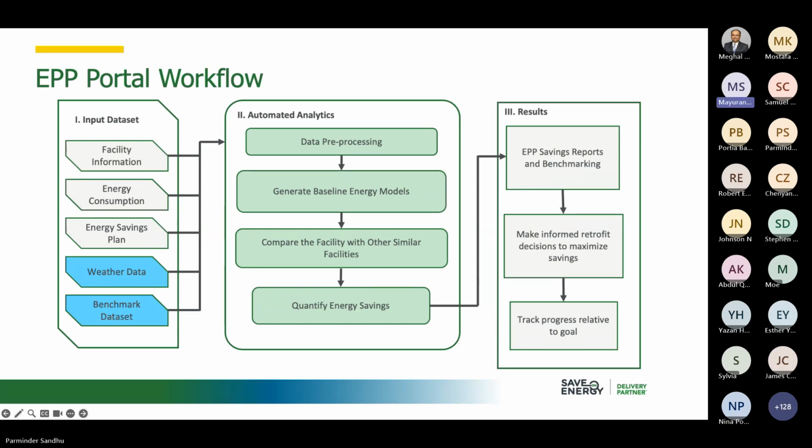We need some basic information regarding the facility, such as the address and square footage. We will also need the electricity consumption information for the facility. Finally, while we are doing the review and verification of the energy savings, we will need an energy savings plan and a report to review. The portal will automatically pull the weather data based on the facility address provided. The portal will also have the benchmarking data set for the facility comparison integrated within it. These are the light blue items on the left side of the slide that are automatically provided by the portal.